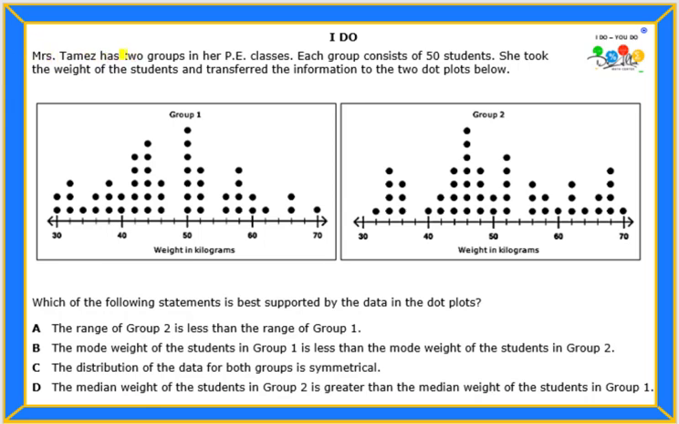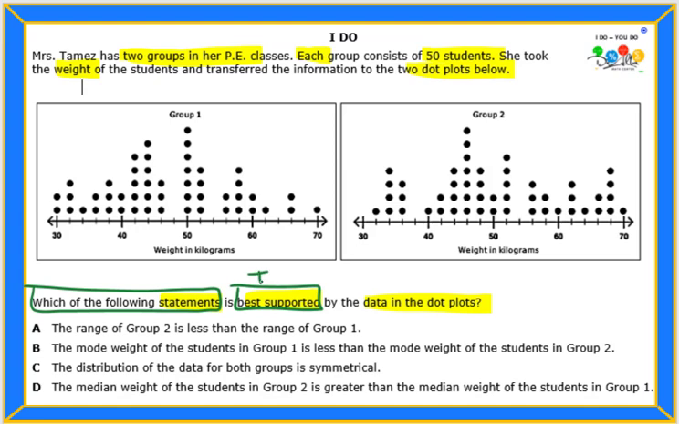Mrs. Dames has two groups in her PE classes. Each group consists of 50 students. She took the weight of the students and transferred the information to the two dot plots below. Which of the following statements is best supported by the data in the dot plots? So our question is, which of the following statements is best supported, which means which one is true from these dot plots.